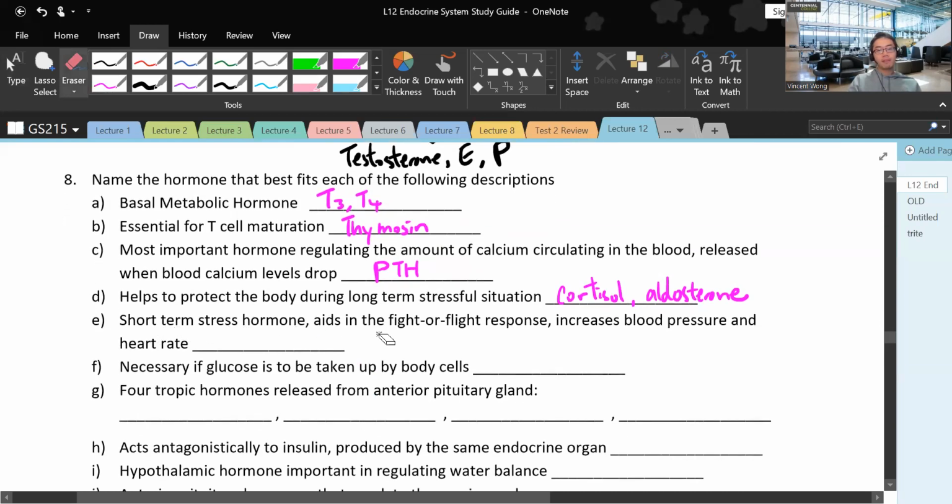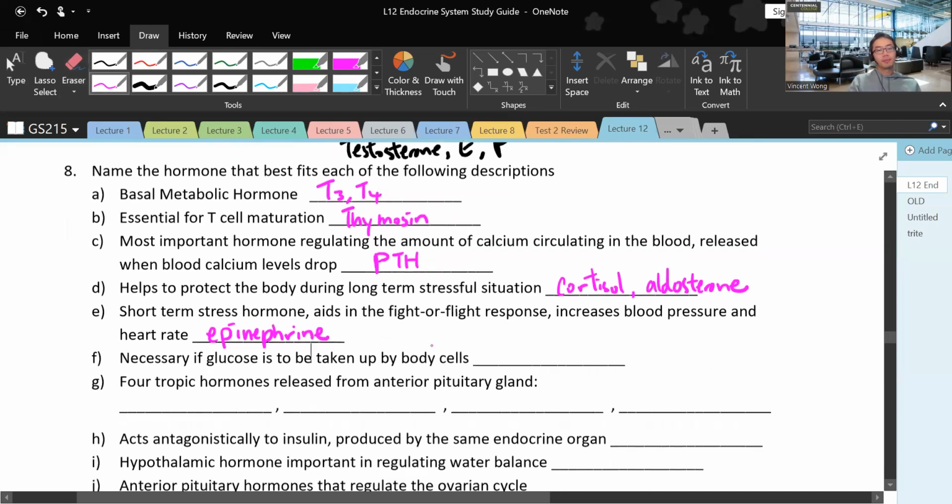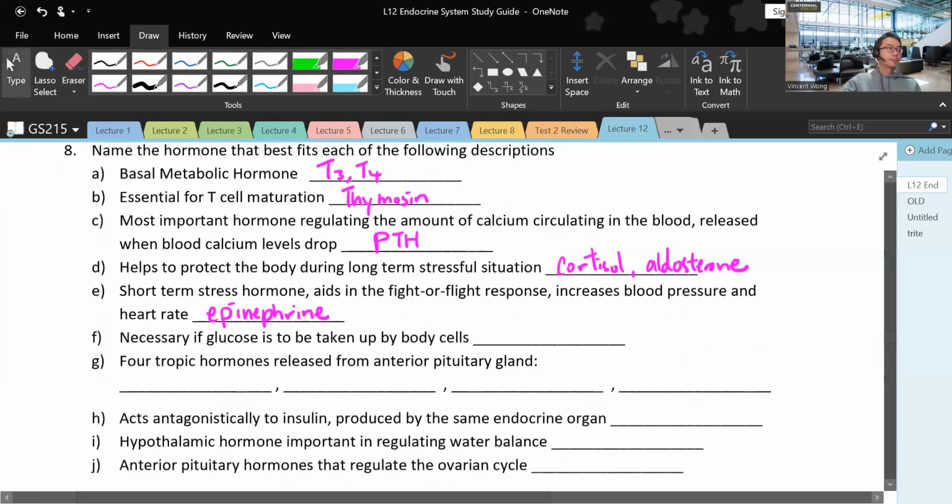Short-term stress hormone aids in fight or flight response, increases blood pressure and heart rate. That would be the epinephrine from the adrenal medulla. These are from adrenal cortex. F, necessary if glucose is to be taken up by body cells. That would be insulin from the beta cells in the pancreas.